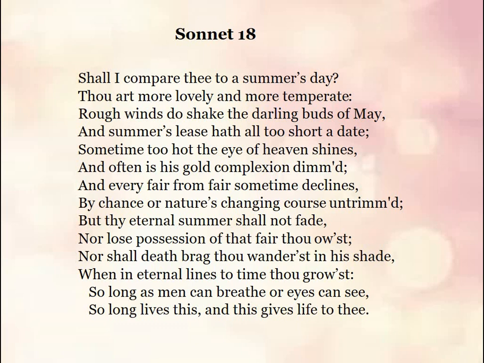So in these last 3 lines, the poet argues that your beauty will live forever in the lines of the poem which I have written. As long as men can breathe, as long as men can see and read this poem, your beauty will live forever on this earth. So only he calls his beloved's beauty an eternal summer.